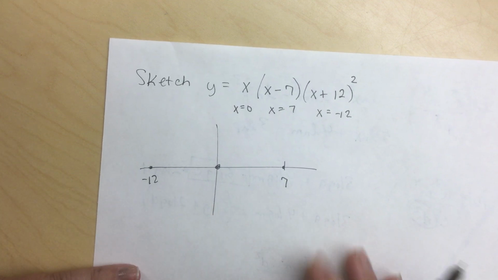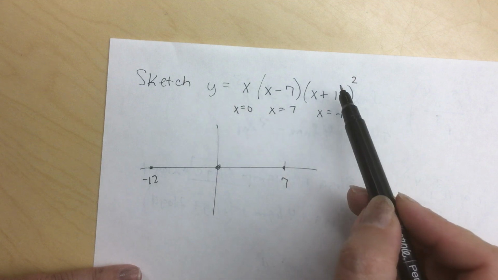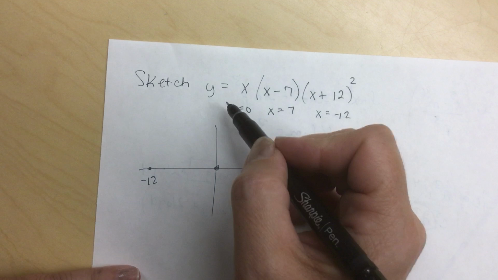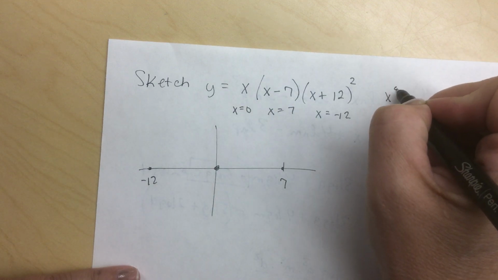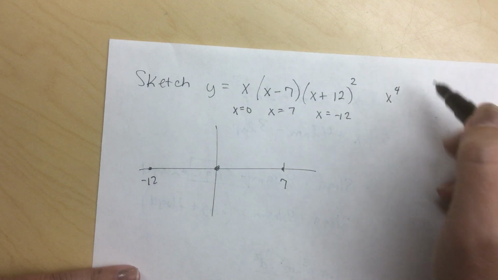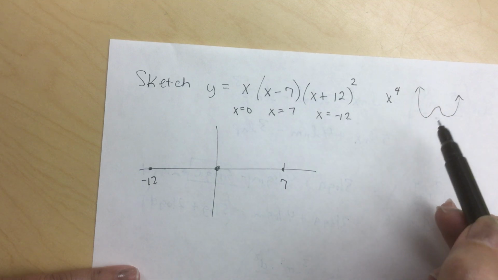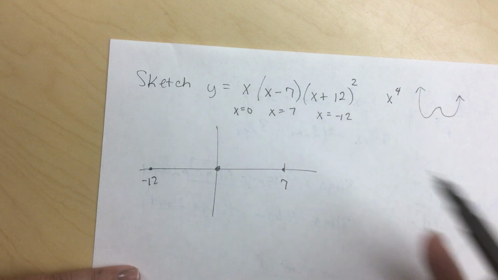Okay, so you need to know what degree this is. This is 1, 2, 3, 4 degree. If you were to multiply this out, you would end up with an x to the fourth. So it's a fourth degree, which has the general shape of being like a W. So we need to have that general shape with these things.